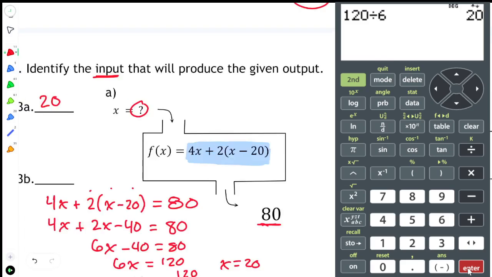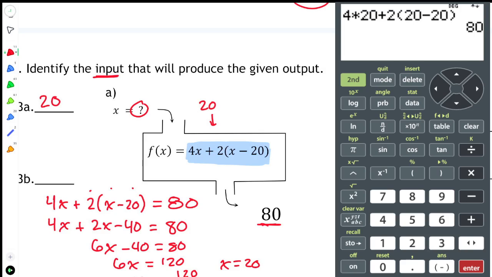Now, I'm going to double check that by placing the number 20 in here. To check it, I can just type the following. I'll go 4 times 20, right? That's 4 times the input, plus 2 times the quantity of 20 minus 20. That's just 0, right? So this is working nicely because what I have here is 4 times 20, which is 80 plus 0. So yeah, that gives me exactly 80. So when x is 20, the output of that function is the answer 80.